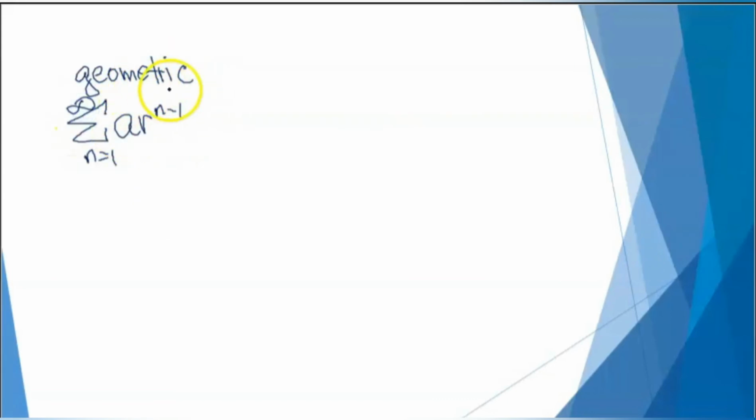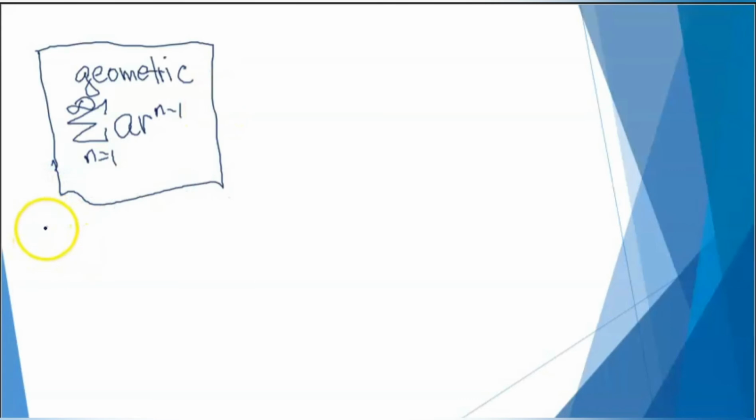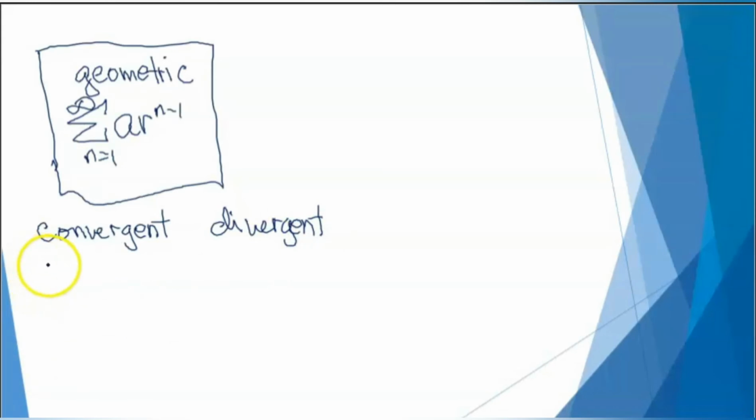To summarize, we have the geometric series, which is the summation of ar raised to n minus 1, n ranges from 1 to infinity. And we have two cases for the geometric series. It can be convergent, and the geometric series can also be divergent. So in which case does this happen, that the geometric series is convergent? This is convergent if the absolute value of r is less than 1, and this is divergent if the absolute value of r is greater than or equal to 1.